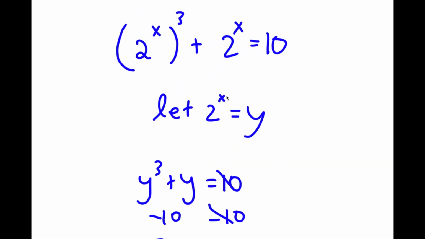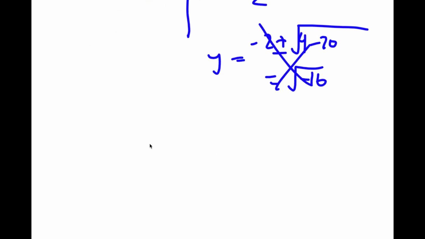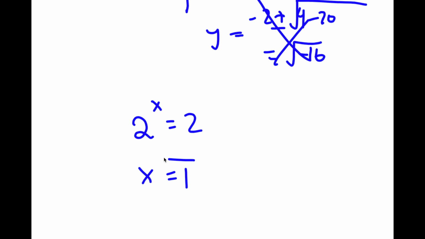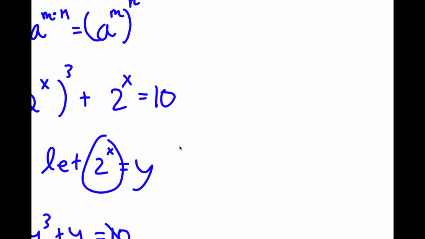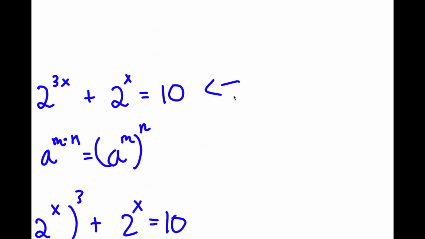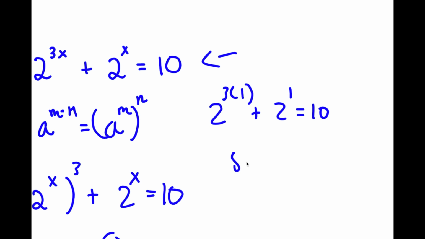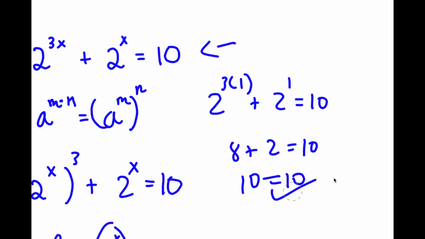Now going back here, remember how we set 2 to the power of x equal to y. So now I have 2 to the power of x equals 2, meaning x is equal to 1. So now to check, let's go ahead and plug this back into our equation here. So I have 2 to the power of 3 times 1 plus 2 to the power of 1 is equal to 10. 2 to the power of 3 is 8 plus 2 is equal to 10, meaning 10 is equal to 10. So this is right.